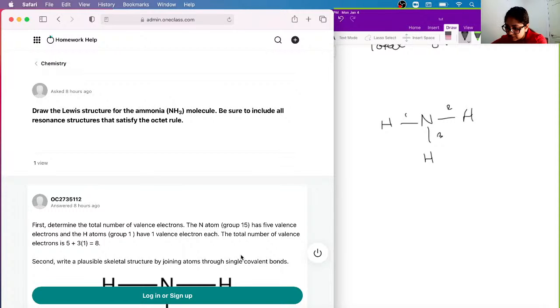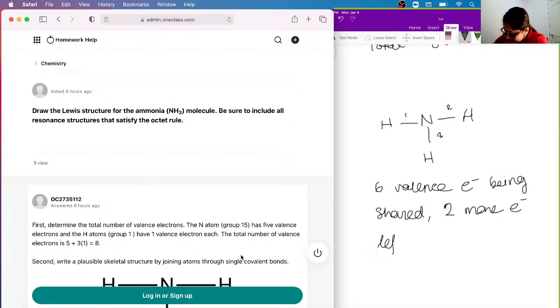We have 3 bonds. 1, 2, 3. The 3 bonds in the structure account for 6 of the 8 valence electrons. And so there are 6 valence electrons being shared, and there are two more electrons left, right? And so that needs to be assigned.